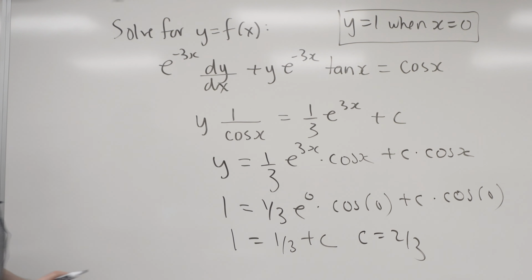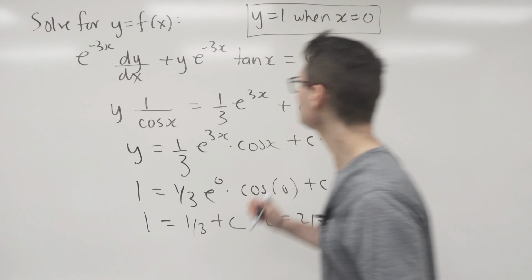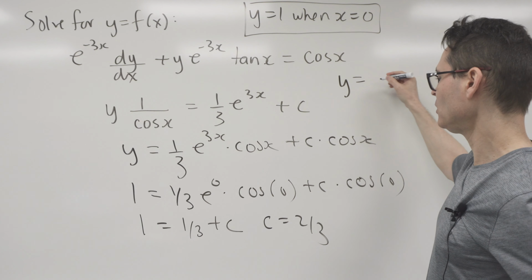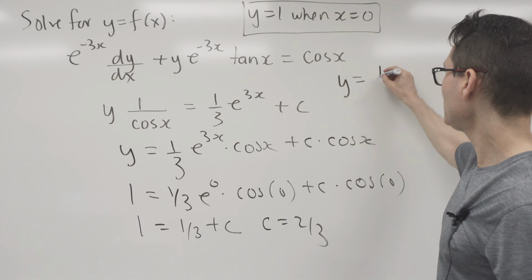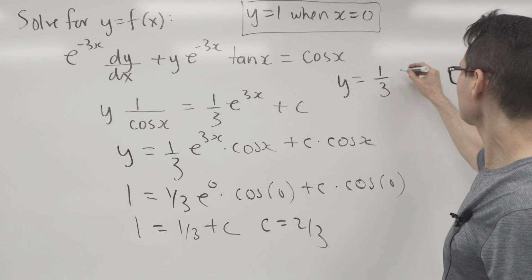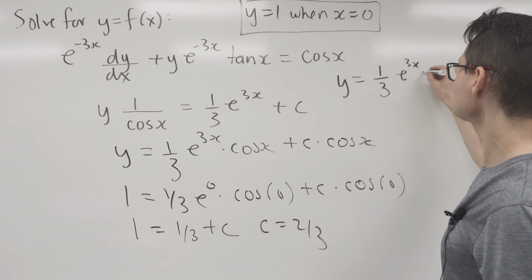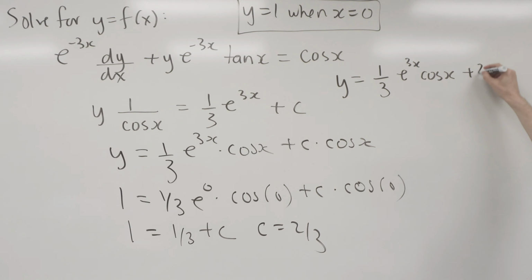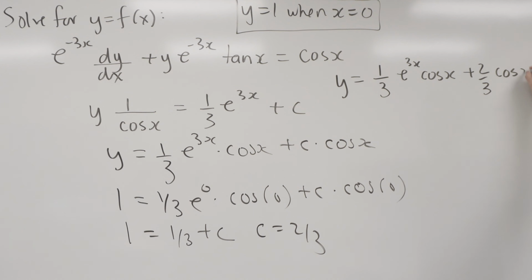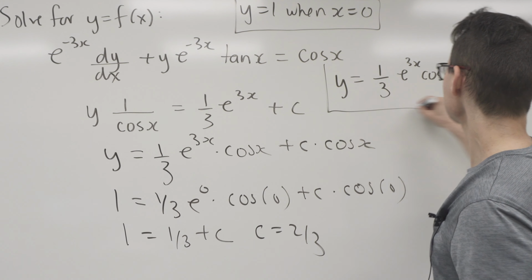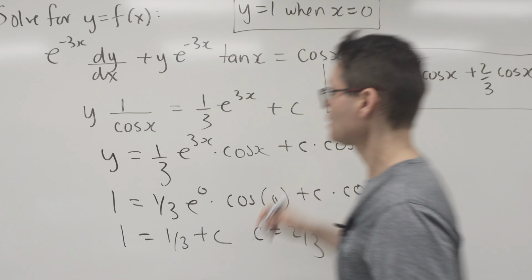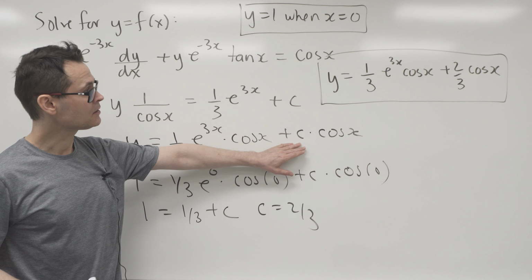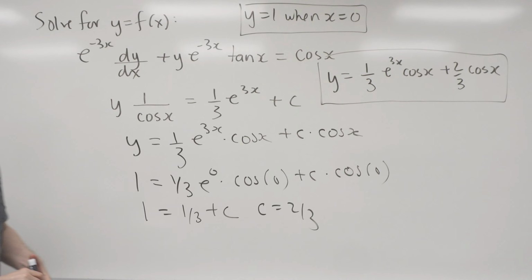And so we can finally write the answer, given this initial condition, as y is equal to 1 over 3 e to the 3x cos x plus 2 over 3 cosine x. And I'll put a box around that. Don't forget to check your answer, make sure that it works out okay. I just put the constant of integration in where that is.